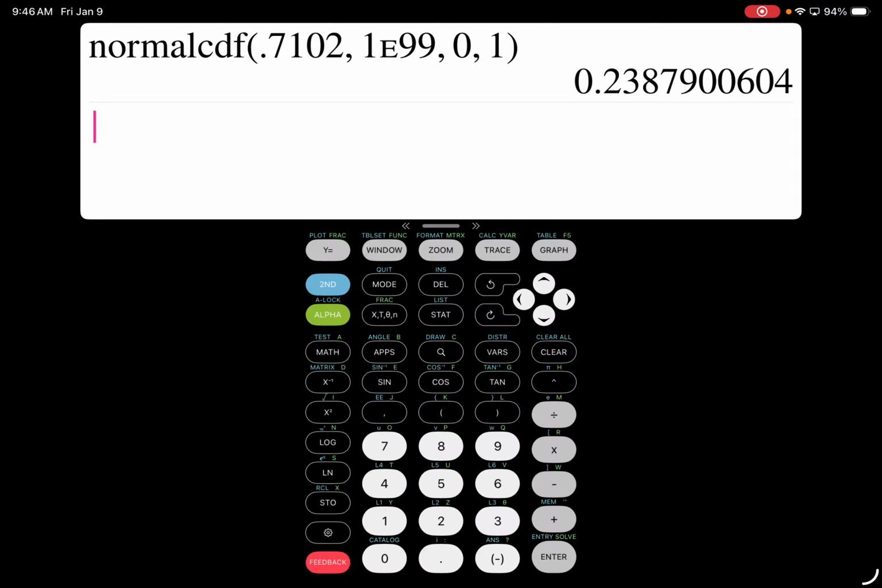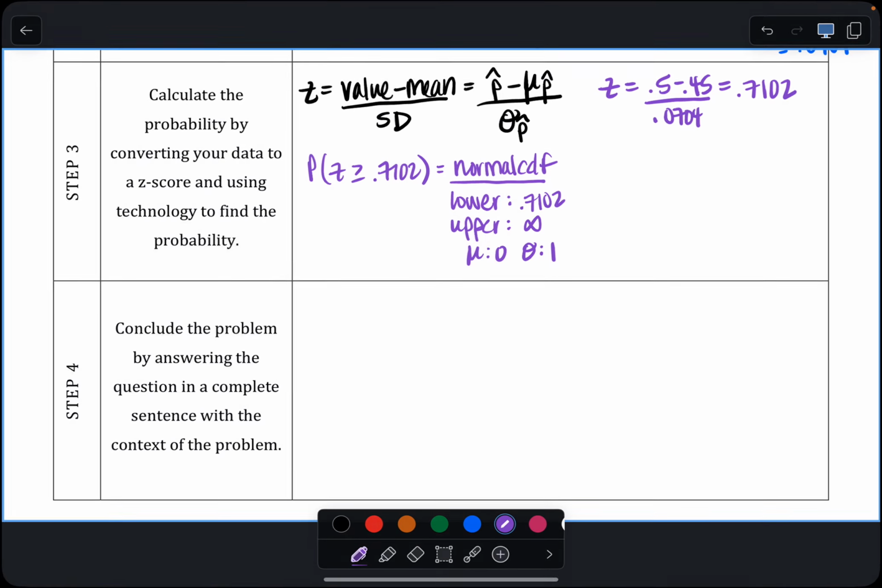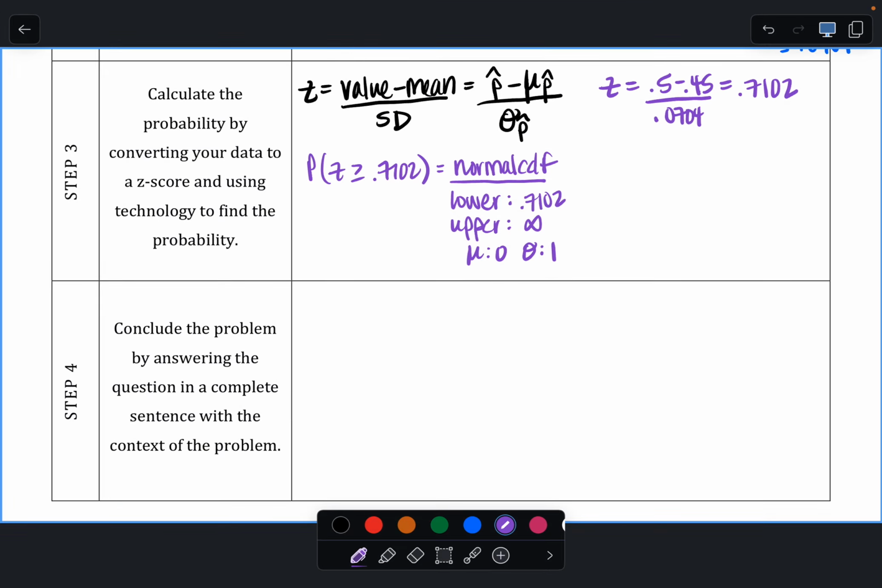So again, normal CDF is in second vars, number 2. You are not using normal PDF. It's always normal CDF because it's always a cumulative function. So this is going to be 0.2388. And if you need reminders, normal CDF, second vars 2. And then infinity is 1e99.